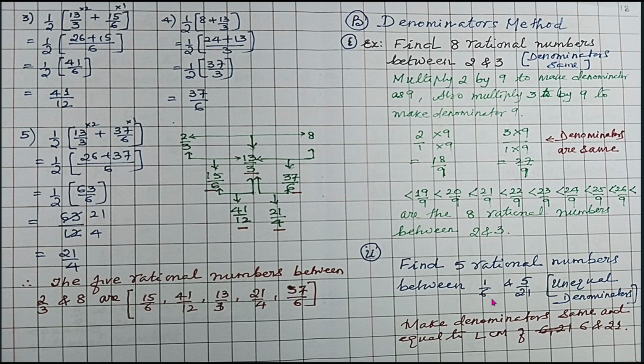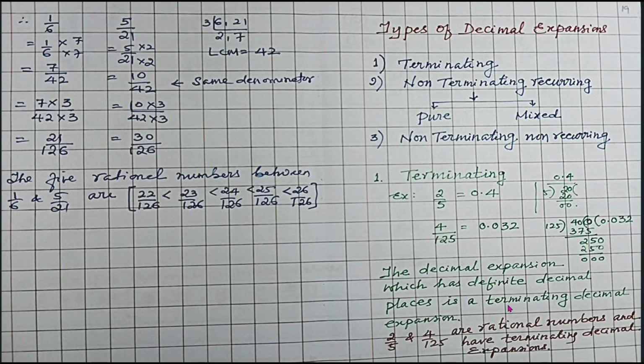Here the denominators are different. So the first step is to make the denominators the same, and for that we have to find the LCM of 6 and 21. The LCM of 6 and 21 is 42. So you have to make the denominator 6 as 42. Multiply it by 7, and also multiply the numerator by 7. We get 7 by 42. For 5 by 21, to make the denominator 42, we multiply the numerator and denominator by 2. So we get 10 upon 42. So the denominators are the same.